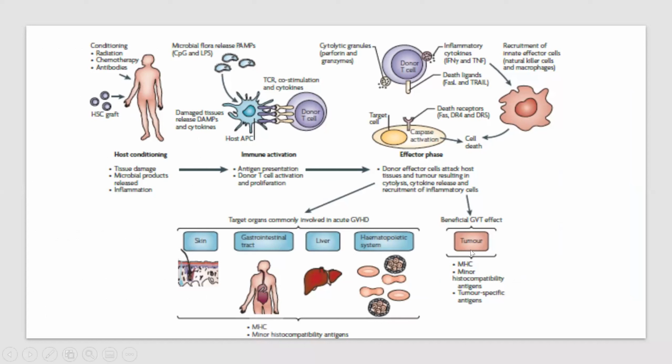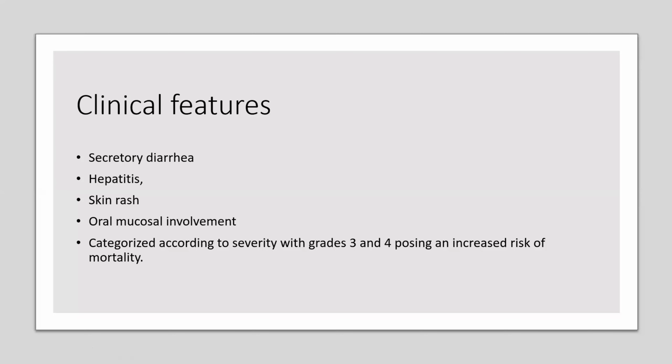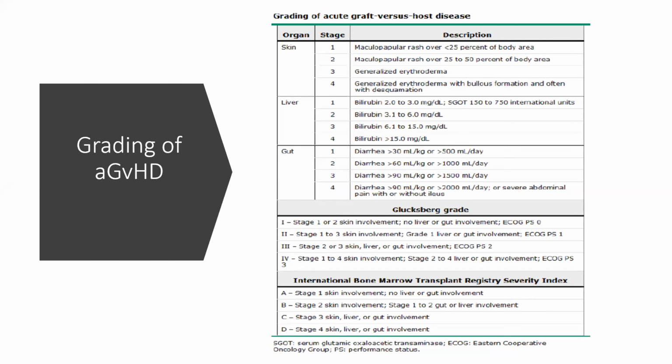And what it shows here is that the organs that are commonly involved in acute graft versus host disease are the skin, gastrointestinal tract, liver, and obviously the haemopoietic system. So what are some of the features? Patients may experience secretory diarrhea, hepatitis, skin rash, may develop oral mucosal involvement, and there's a grading system, which I will show you now. And patients with grades 3 and 4 have an increased risk of mortality.